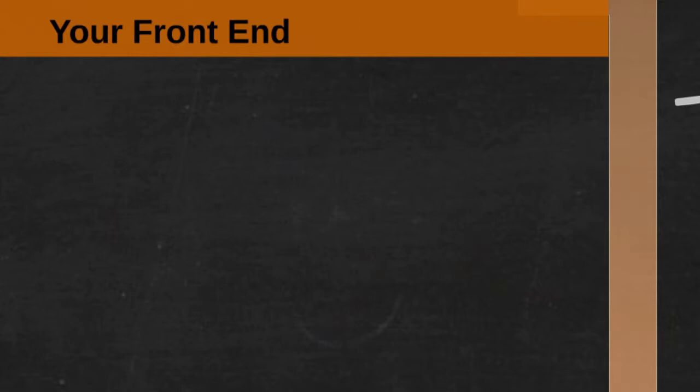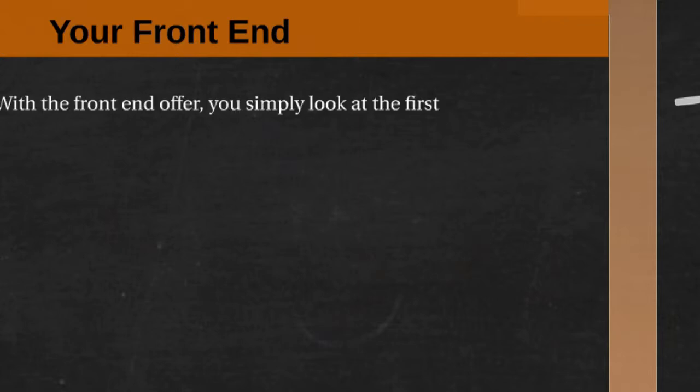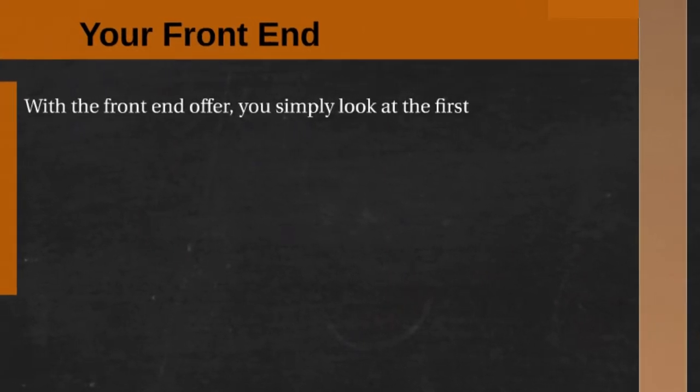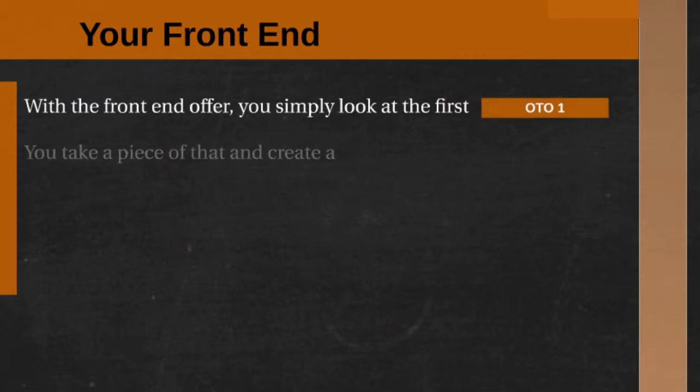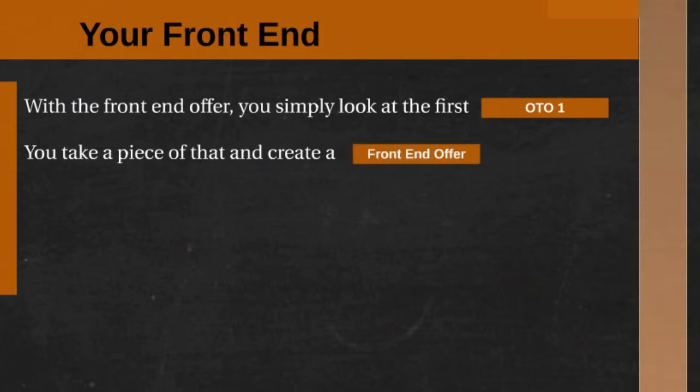This is the front end offer. So with the front end offer, you simply look at the first one-time offer and you grab a piece of that. And when I say grab a piece of that, I mean really just grab some tips, grab some content, and then you create the front end offer. Now the front end offer could be elaborated upon and expanded upon. You can add things to it and things like that.